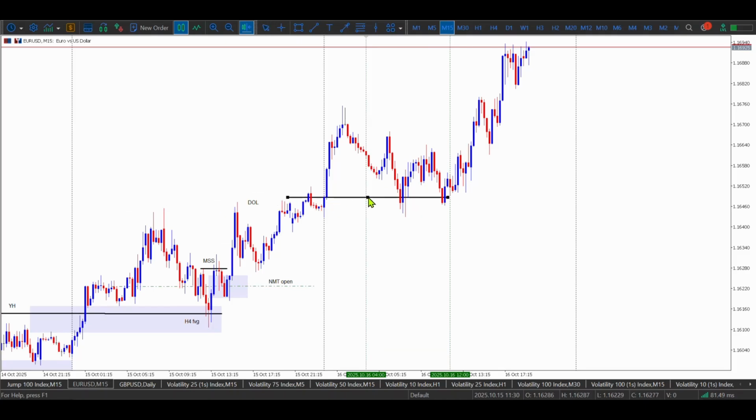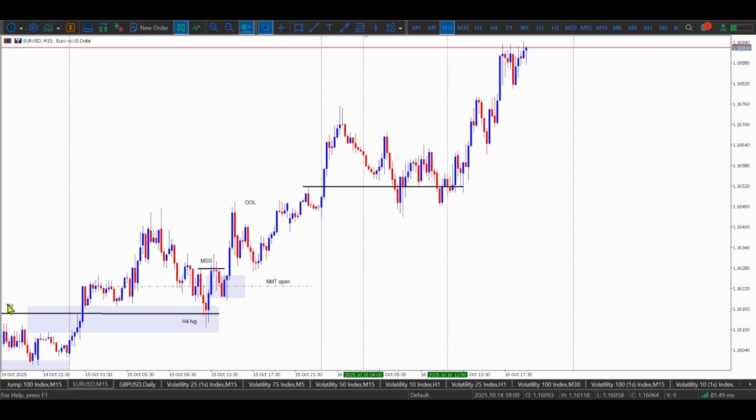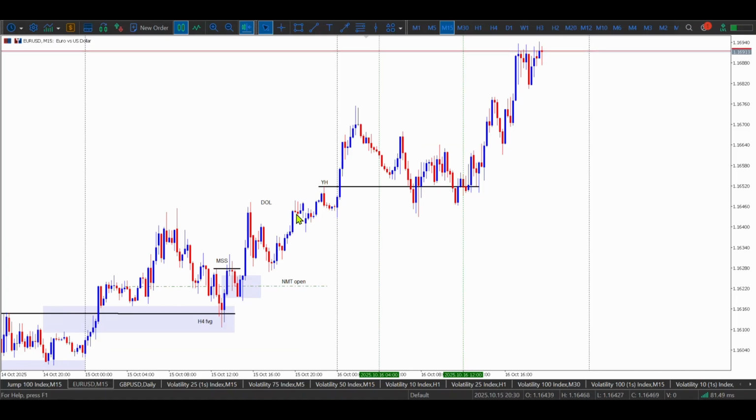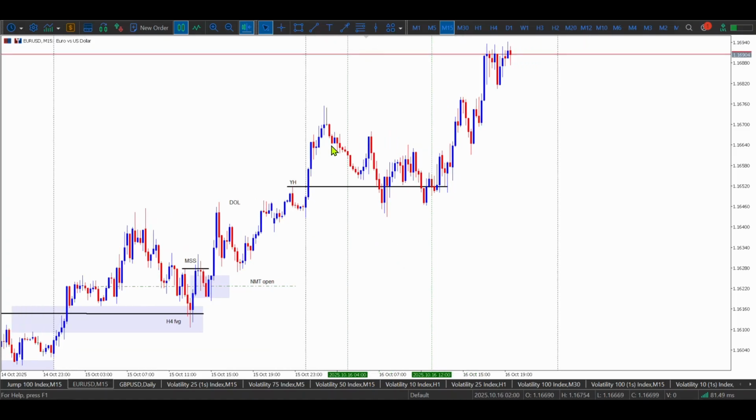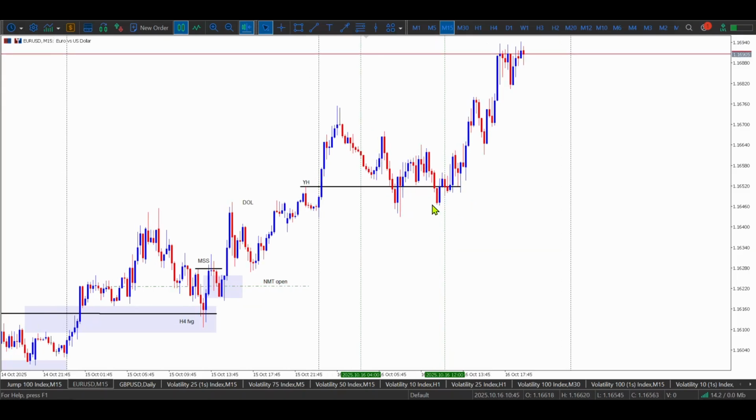We have our yesterday's high right there. YL right there. We come down to it, we consolidate around it, go up. Okay, this is the beginning of our New York kill zone open. So Asian session has been bullish as well.